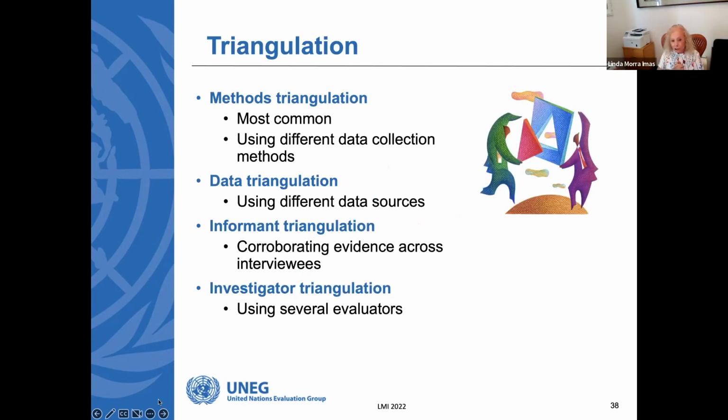Let me talk a little bit about analysis in the time I have left. Triangulation is so important. And you want to be able to triangulate data that you've collected using different data collection methods and instruments. You want to be able to triangulate against different data sources.